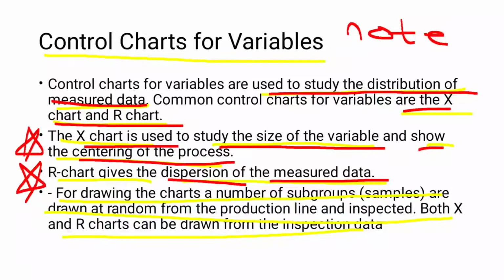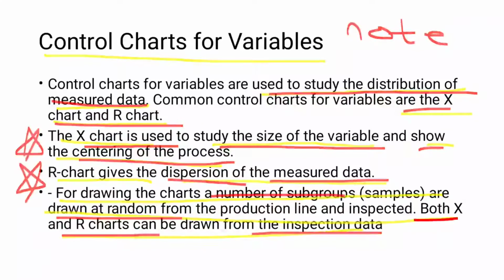Then, for drawing the charts, a number of subgroups are drawn, so the distribution is created. Then the R and X charts are drawn from the inspected data. So the control chart for a variable is clear. Now let's move to the X chart, which is used in control charts for variables.